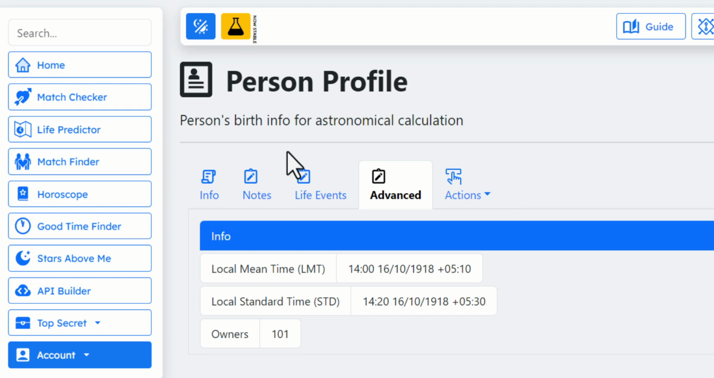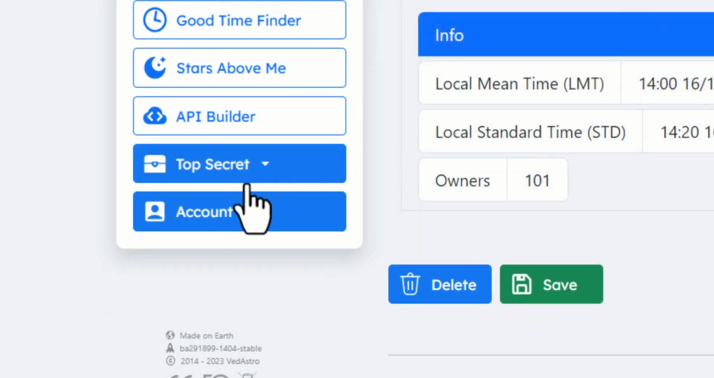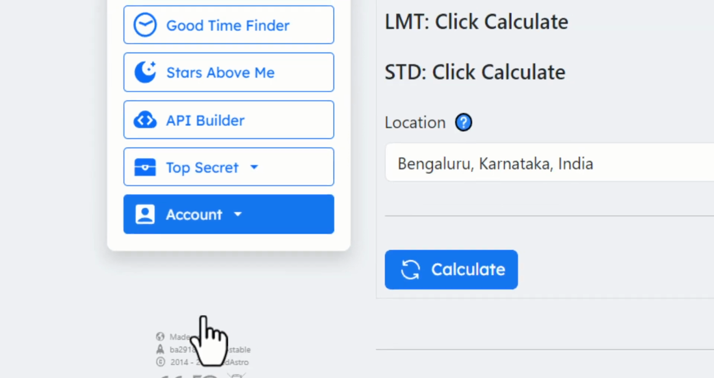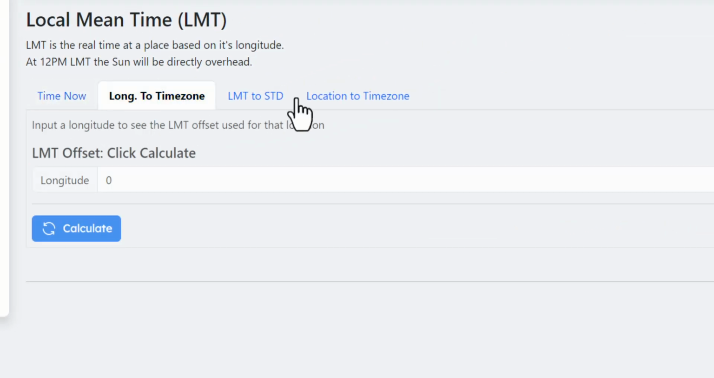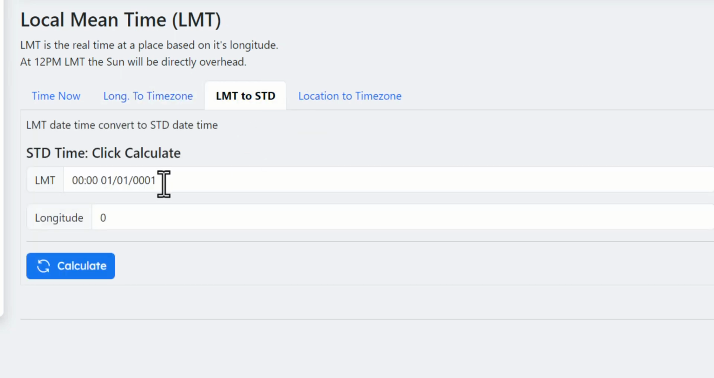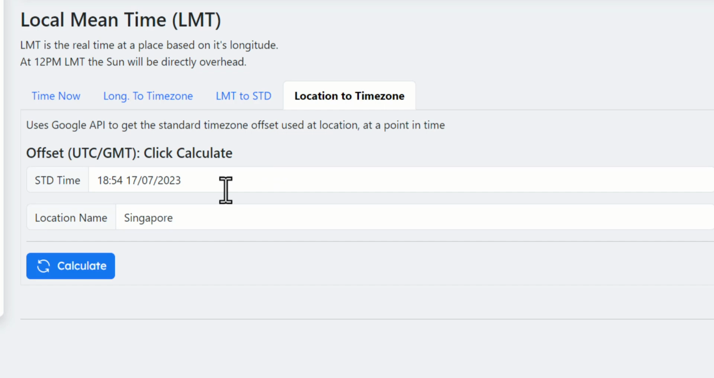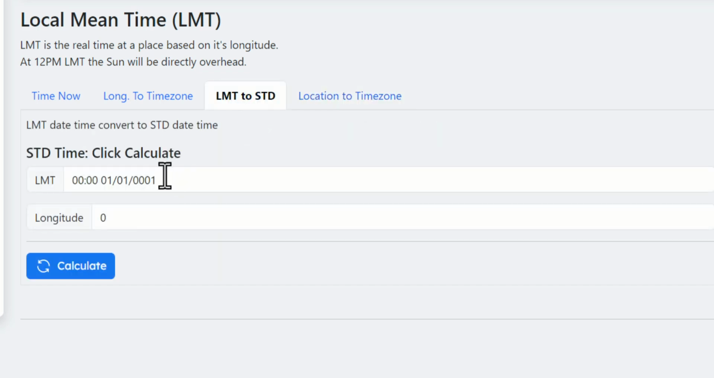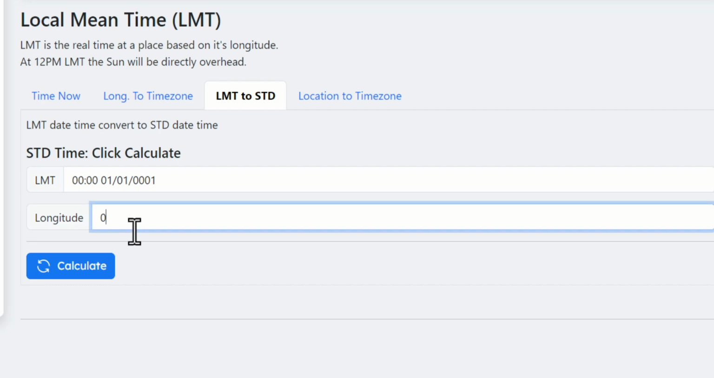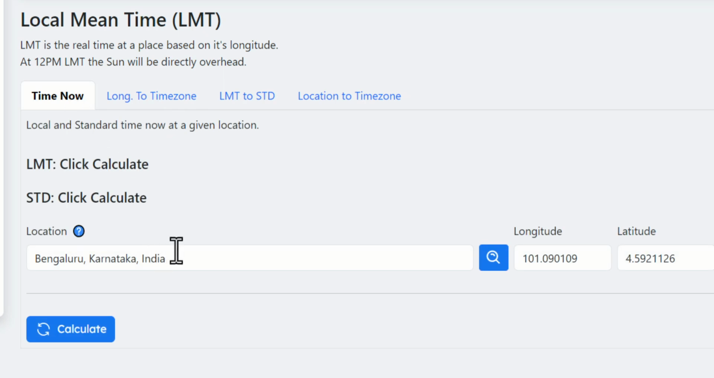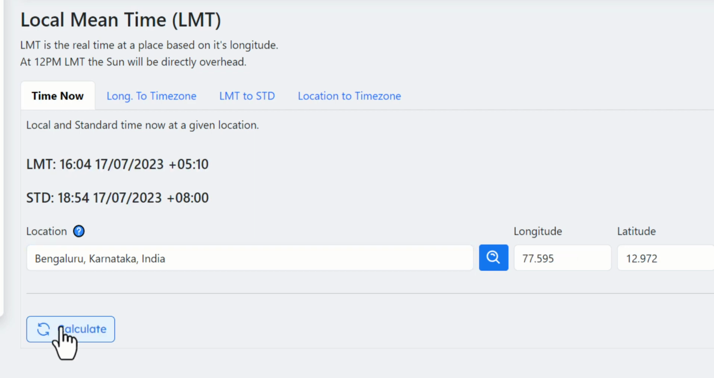So head over to vedastro.org, and there's a lot of other tools you can use. If you head over to local mean time tools and click on this, you notice there's a lot of tools here that you can use to convert local mean time to standard time, and vice versa. For instance, if you don't know what the local mean time is at a certain place, you just key in the place and the longitude, and it will give you the standard time. There's a lot of nifty calculators that you can use. For instance, this will calculate for me the local mean time and standard time. So I see it calculate, and look at that.